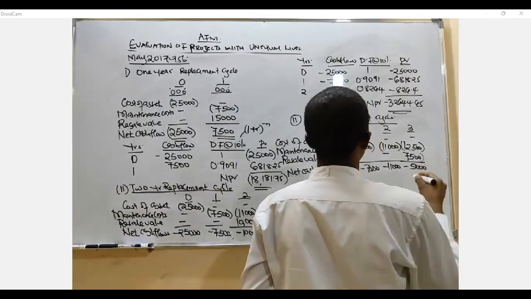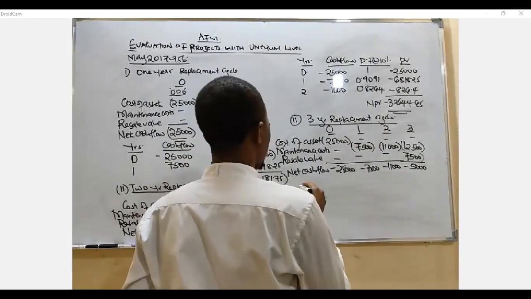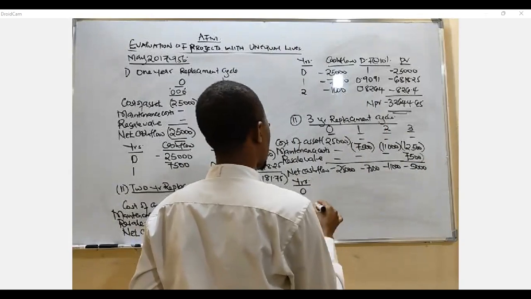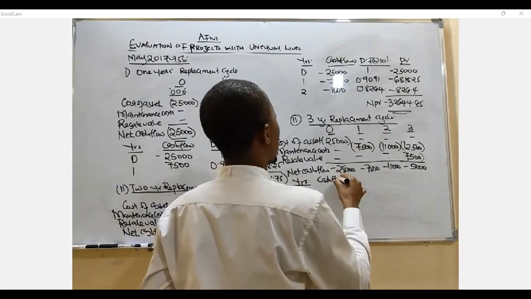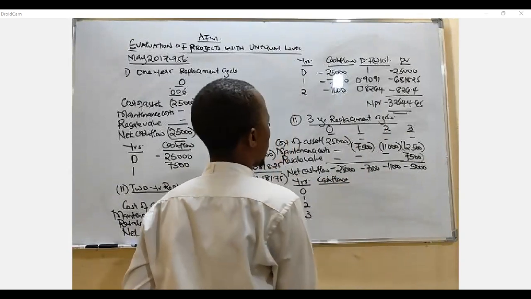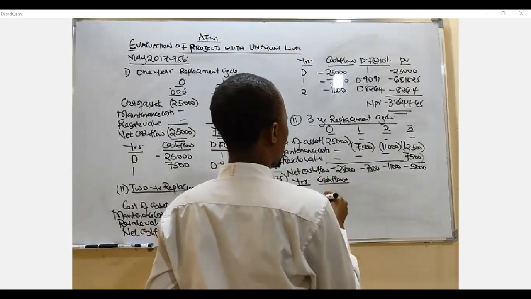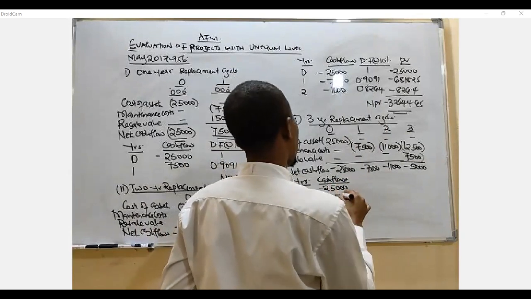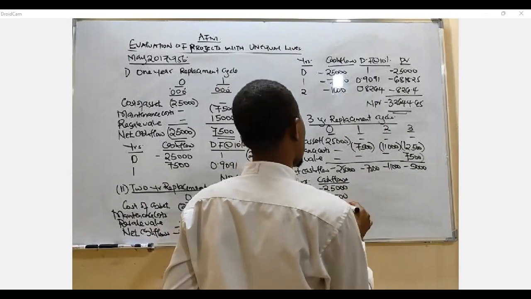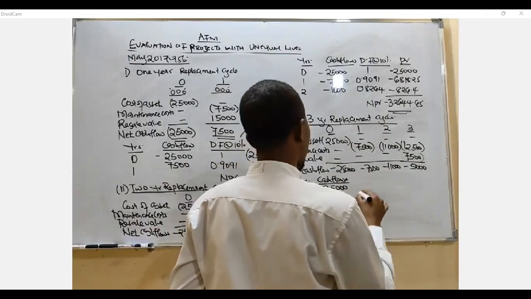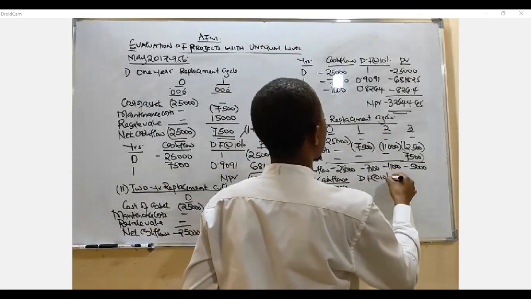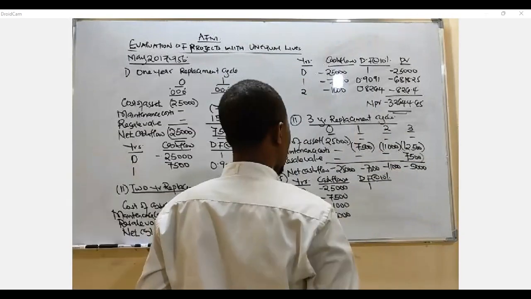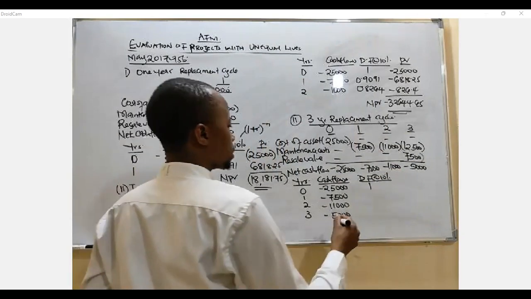Now, let us compute our NPV. We take the number of years: year 0, 1, 2, and 3. Cash flows: negative 25,000, negative 7,500, negative 11,000, and negative 5,000. The discount factor, we said at 10%. The first one is 1. The second one is 0.9091.